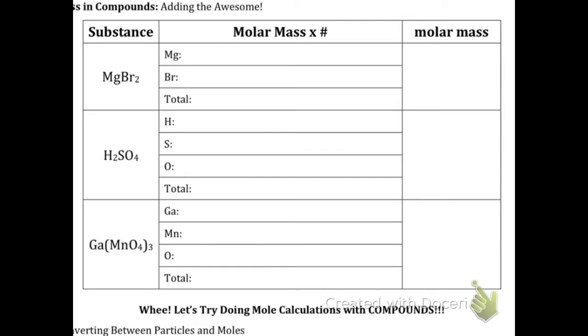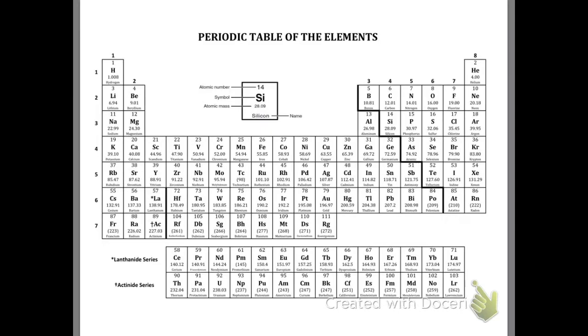Okay, for example, here we have magnesium bromide. If we want to know the mass of this compound, we need to count how many of each element we have and total it up. So for example, how many magnesiums are in this compound? We have just one. How many bromines are in this compound? We have 2. Okay, so then you're going to multiply it by its mass. So here, this is magnesium's mass, 24.30. And then bromine's mass is over here, that's 79.9.